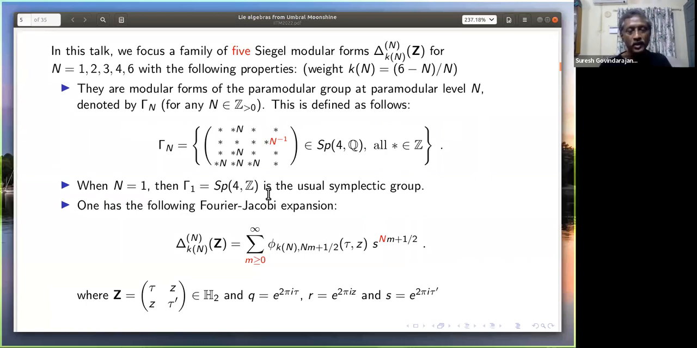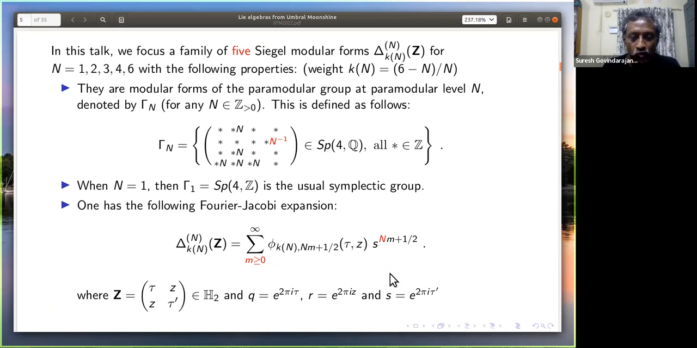Okay. And for all these, there is something called the Fourier-Jacobi expansion. Z here, I have not explained, is a 2x2 matrix. So it has tau and tau prime on the diagonals, and the off-diagonal is symmetric, so is z. Okay, so what we can do is expand it. Q is e to the power 2 pi i tau, R is e to the power 2 pi i z, and S is e to the power 2 pi i tau prime. So if you take tau prime to i infinity, you can see that S tends to zero.